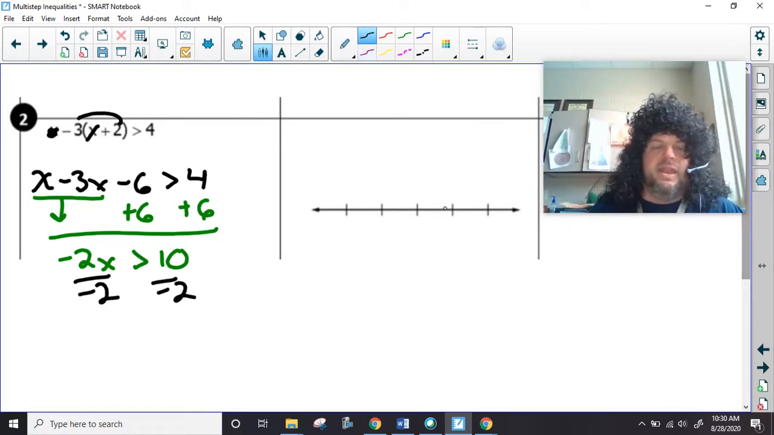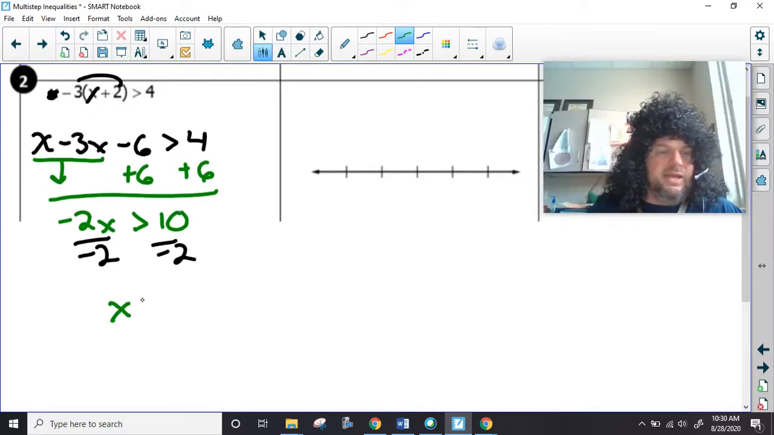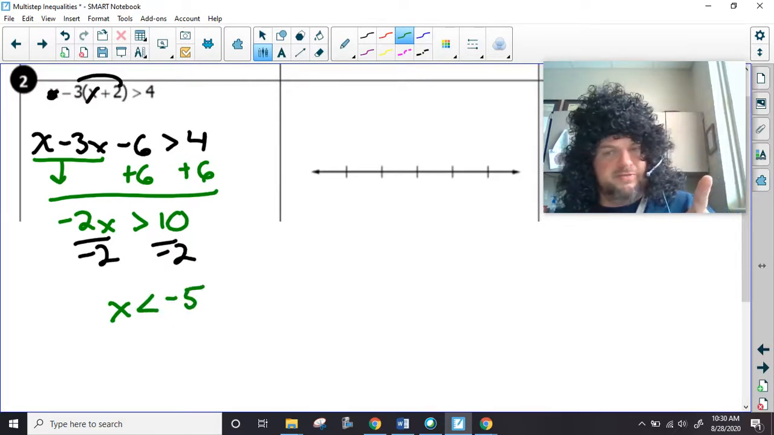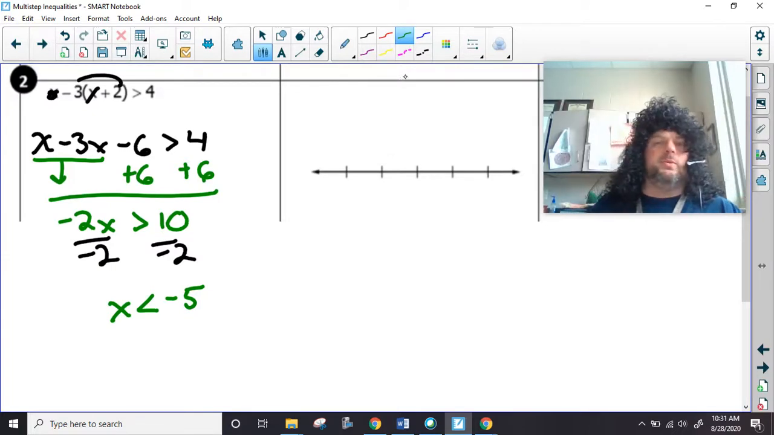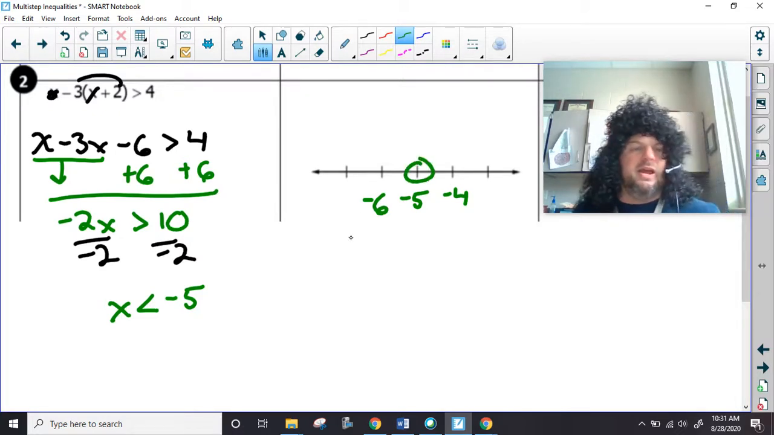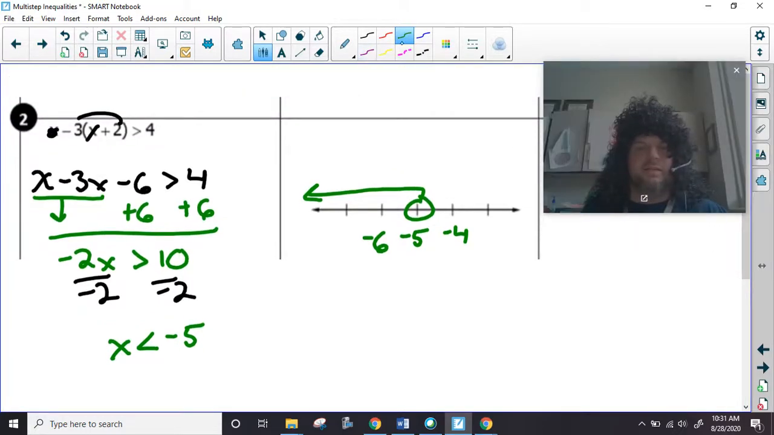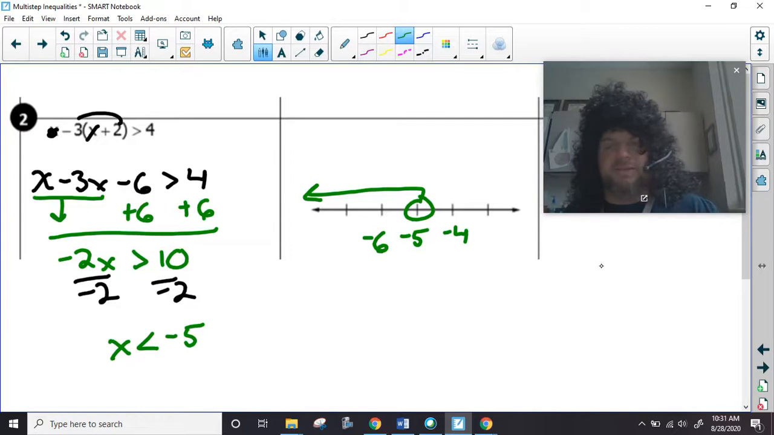Negative 2, negative 2. Now, because I divided by a negative, I am going to have to flip this sign. Remember, when you multiply or divide by a negative, you have to change the sign. So we go right here: negative 5, negative 4, negative 6. Again, there's not a line underneath it, so that's an open circle. X is less than, that means it's going to go to the left, all the way to negative infinity.